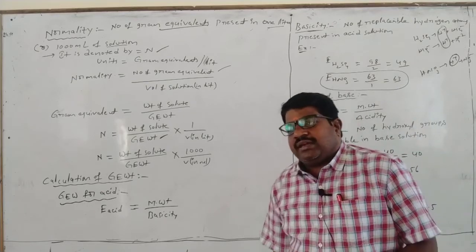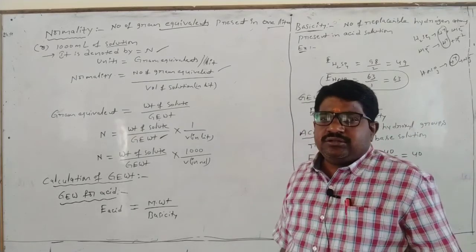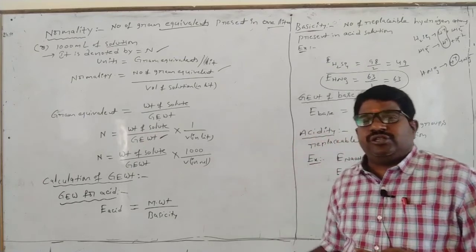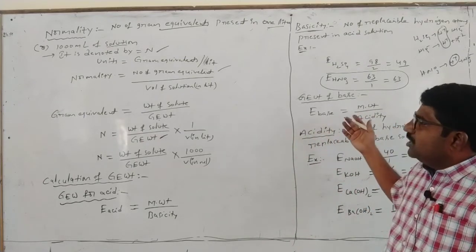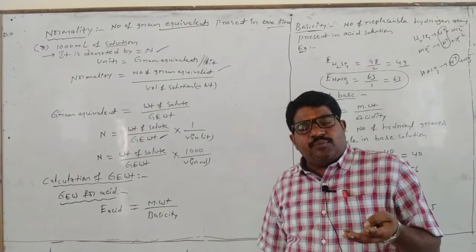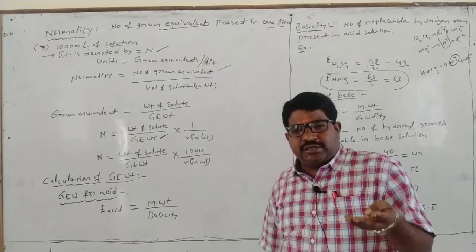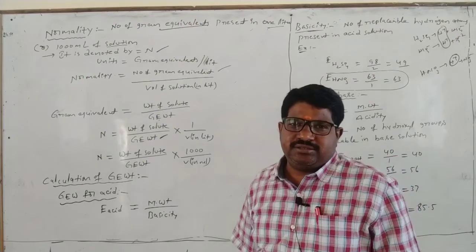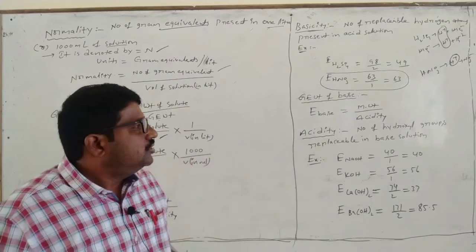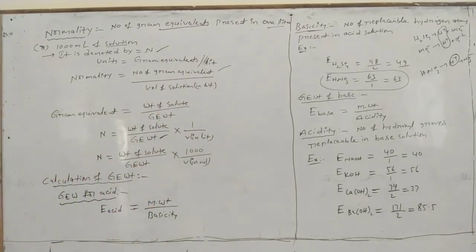Now, how to calculate it in salts and in oxidizing and reducing agents. In salts, it is the weight of the salt divided by the number of cations or anions. That is what you have to write. So I will explain now. See.